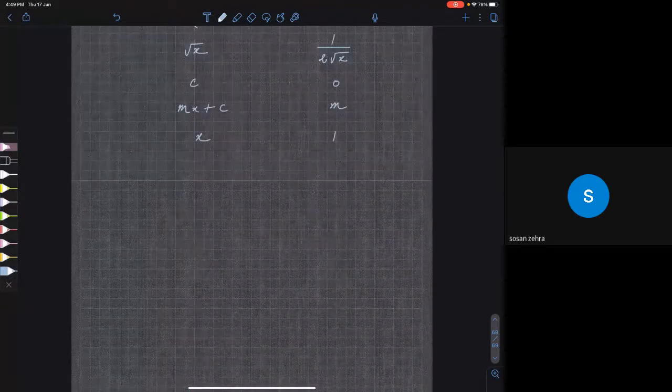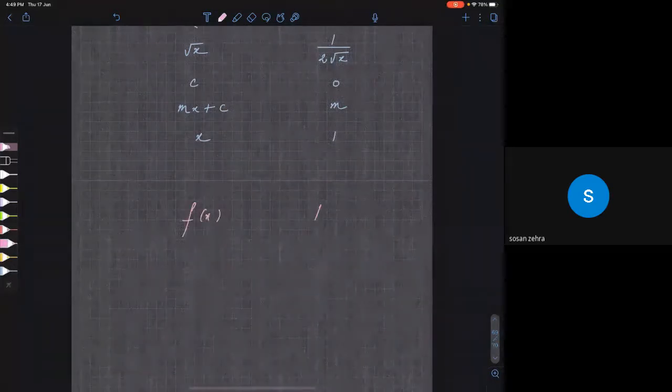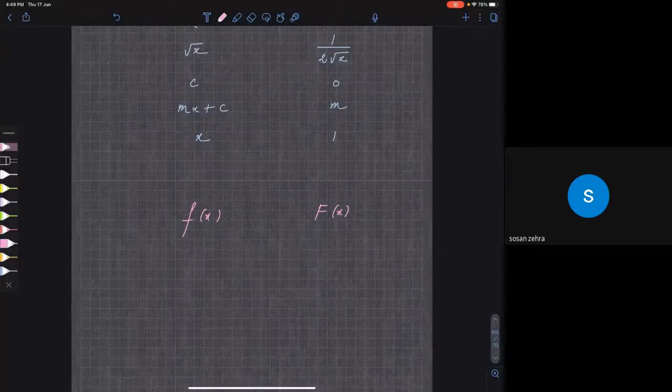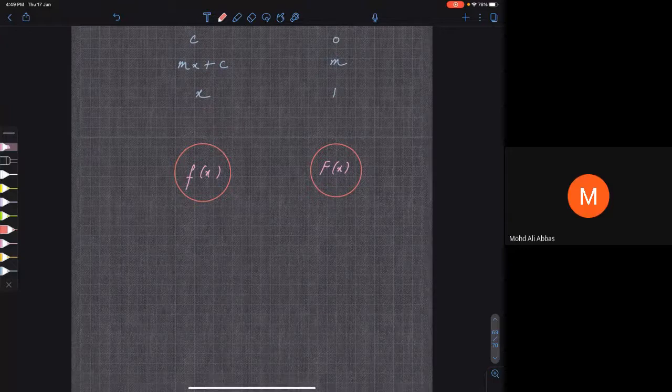Now here, on the left side I am writing function, and on the right side I am writing integral. Okay, are you getting my point? This capital F of x is integral. So let me just write. What is this? Function. What is this? Integral.